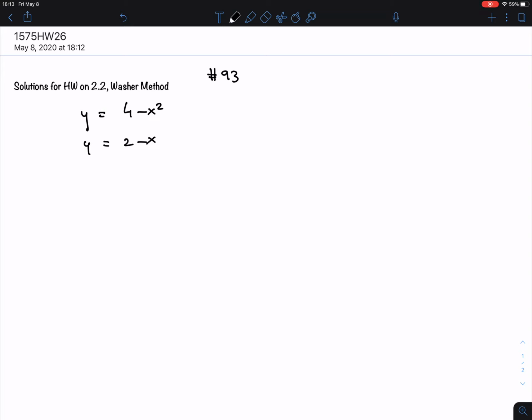But I want to show you that you can do this without actually making a picture. Although I'm not saying you shouldn't. It always helps to understand what goes on. So step one is find the intersection points.